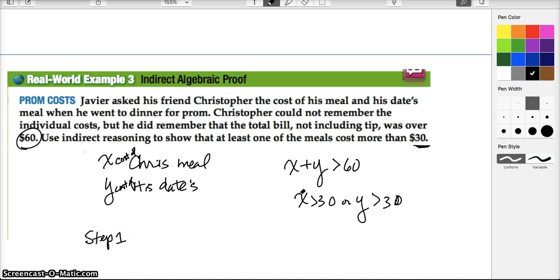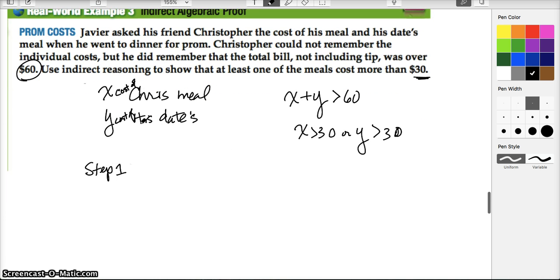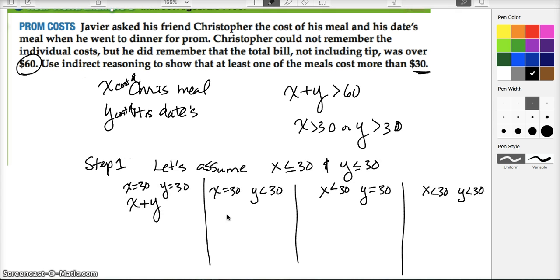So we want to prove that either X is greater than 30 or Y is greater than 30 given the information that we have. One of them is greater than 30. So we're going to assume that both are not. So, given this information, let's assume that X is less than or equal to 30 and Y is less than or equal to 30. What I know is that I'm going to have four distinct situations that could happen.